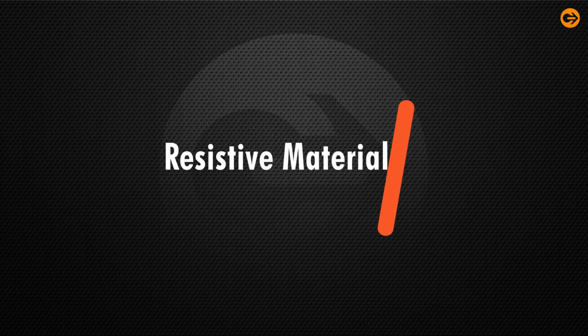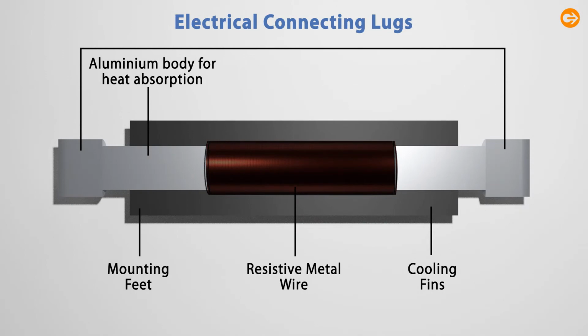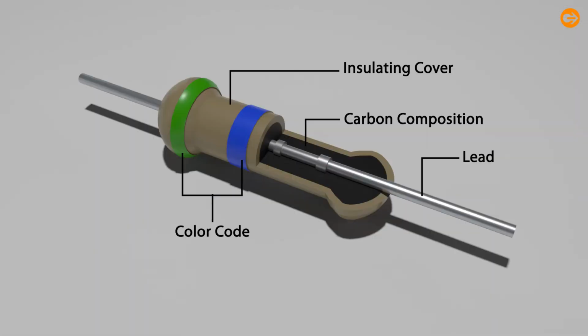Resistive materials. Resistors are constructed from a variety of materials. Most common or modern resistors are made out of carbon or metal oxide film. In these resistors, a thin conductive film is wrapped around and covered by an insulating material.